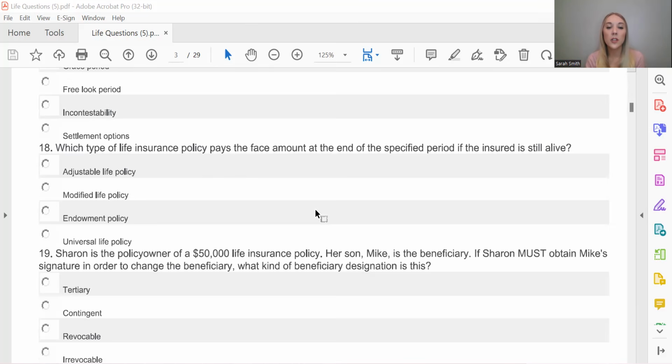Which type of life insurance policy pays the face amount at the end of the specified period if the insured is still alive? Endowment policy. Basically, they're just like, congrats on our success. You made it to 100. Here's your money.